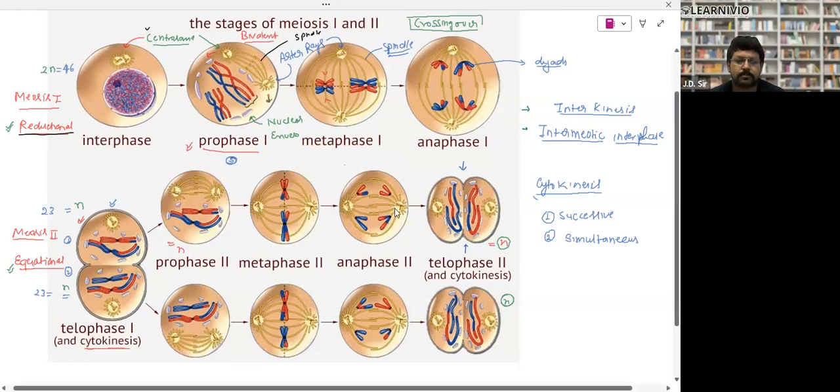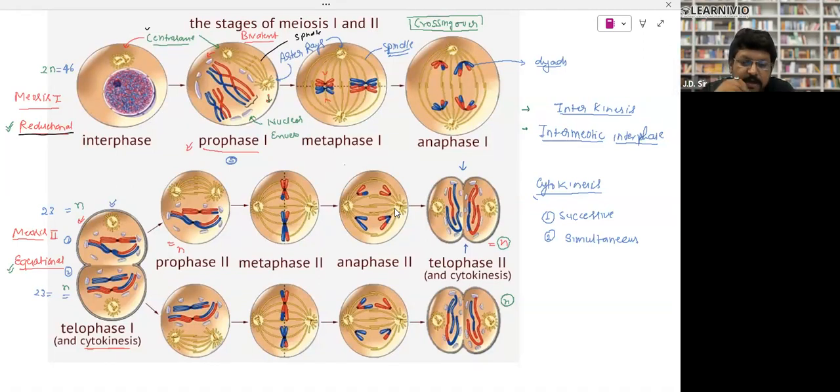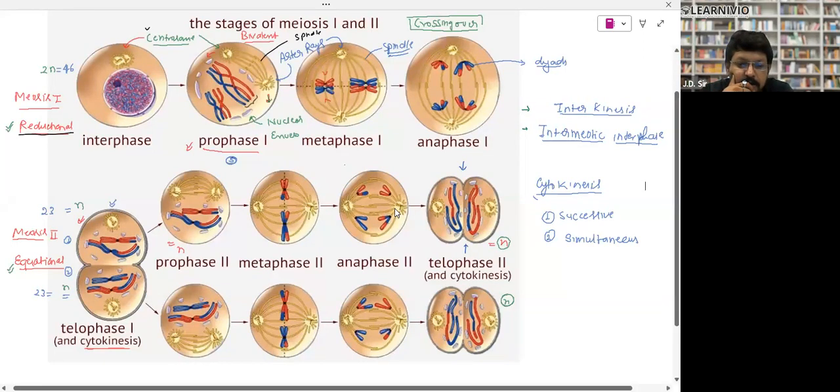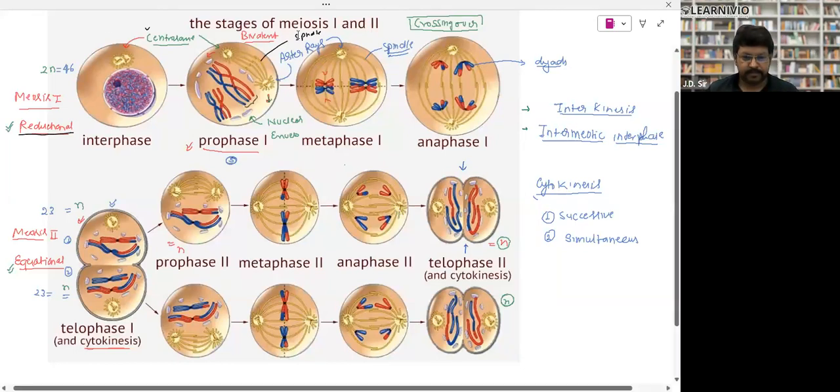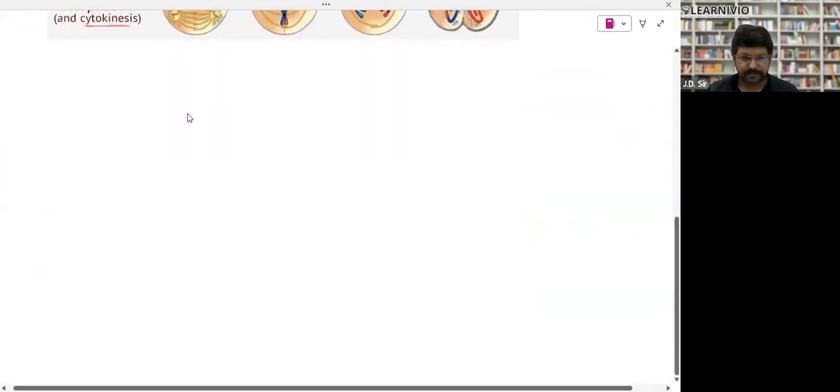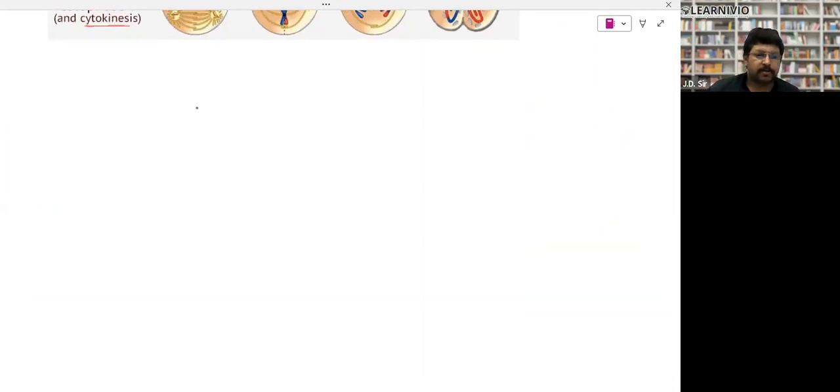Can I draw like the two divisions? Sorry, I didn't get it. Can you draw it? Like, can you show the reductional and equational division? Achha, okay, okay, right, right. Mhm. Look, what happened?